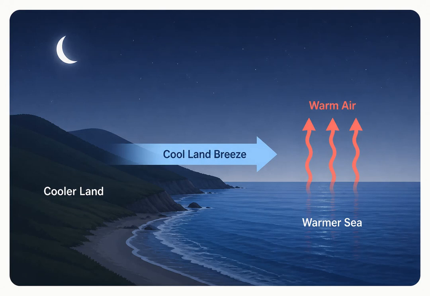At night, the exact opposite happens. Land loses its heat much faster than water, so the land becomes cooler than the sea. Now, the air over the relatively warm ocean rises, creating low pressure there. The pressure gradient reverses, and cool air flows from the high-pressure land out to the sea, creating a land breeze.